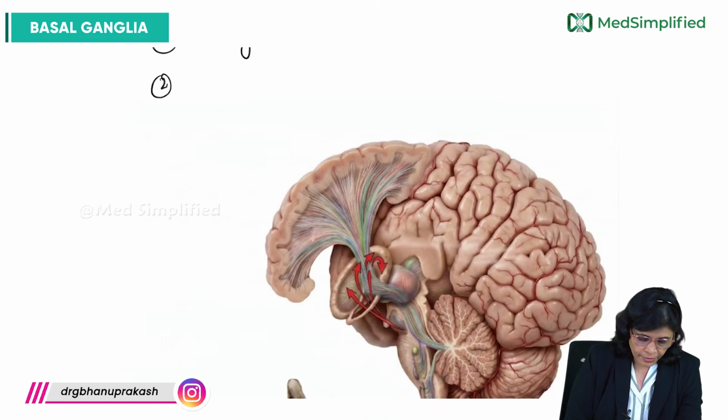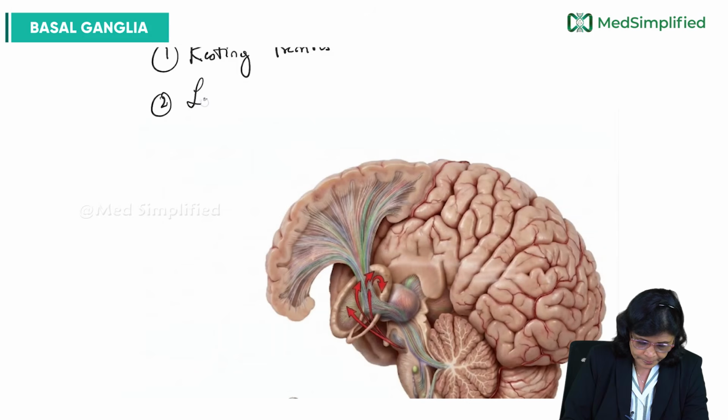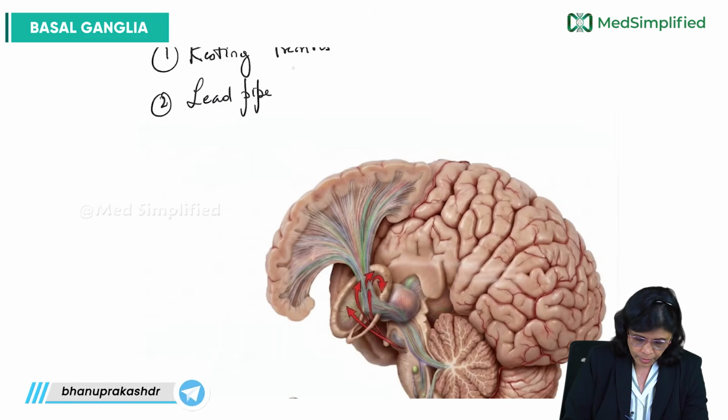Next, the rigidity. We call the type of rigidity lead pipe or cogwheel type of muscular rigidity.